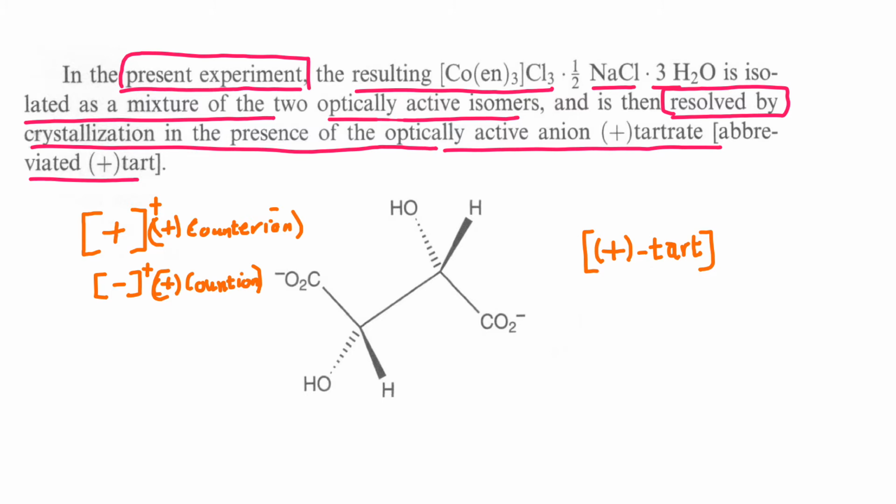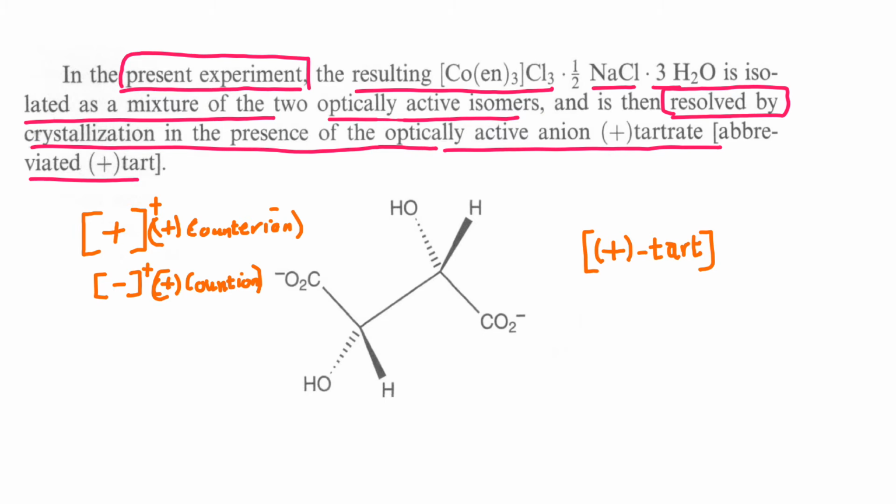Now we proceed to the resolution, or resolving, of the racemic mixture we prepared, the tris cobalt 3 plus ethylene diamine chloride. This is a very tricky reaction. We use as a counter ion an optically active organic substance, which is the plus tartrate. The structure is shown here.